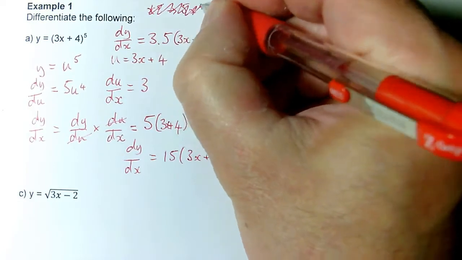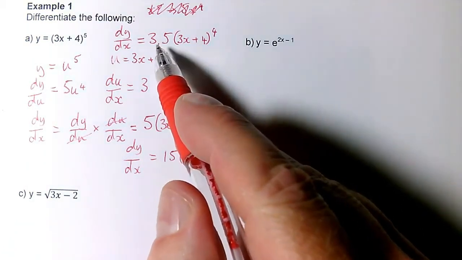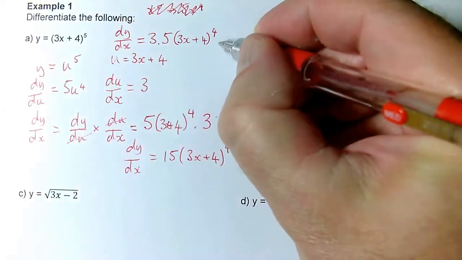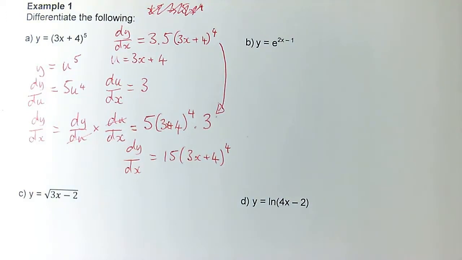I don't need to write this down. So therefore, I've written down this answer. That's not 3.5, that's 3 times 5. And if you notice, I've written down the same answer as I got for the long version of the chain rule, but I've just written it down straight away.